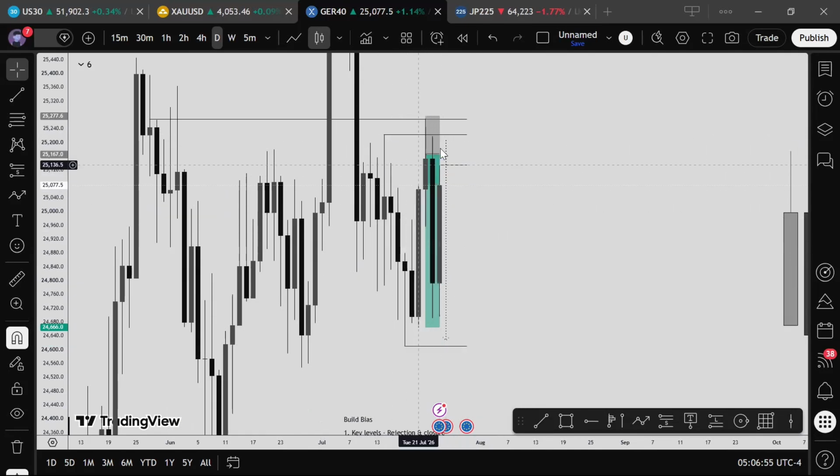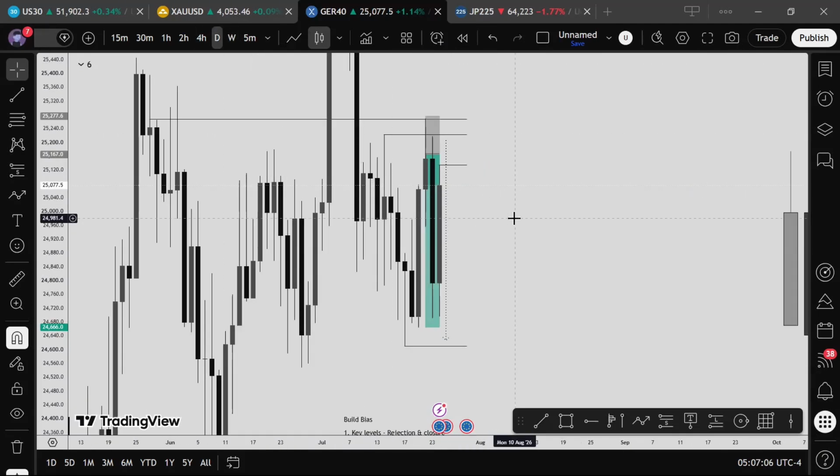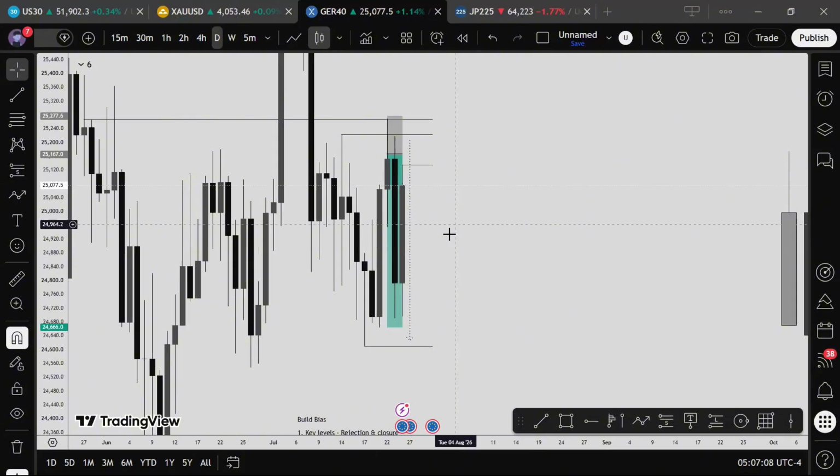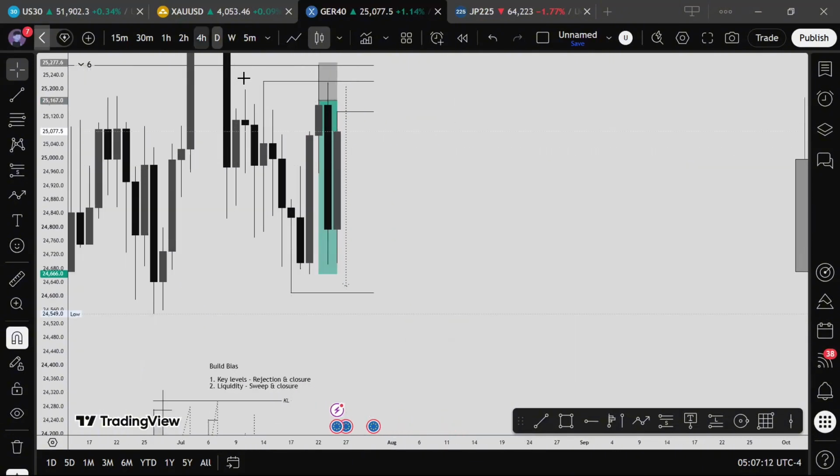So we can expect that since we have a sweep of liquidity and a candle closure on the weekly, we can start to confirm our bias, if you like, from the daily. You see a nice sweep of liquidity, but that's going to be much longer. We can just take it directly from the weekly.